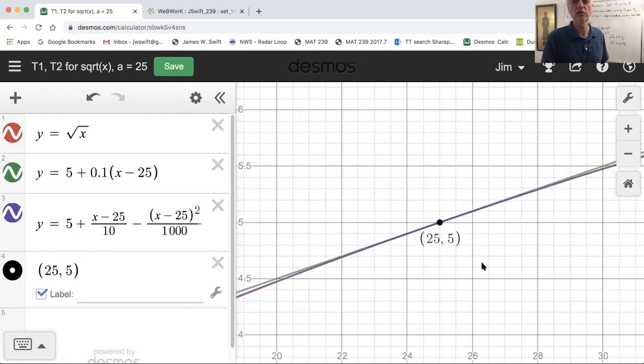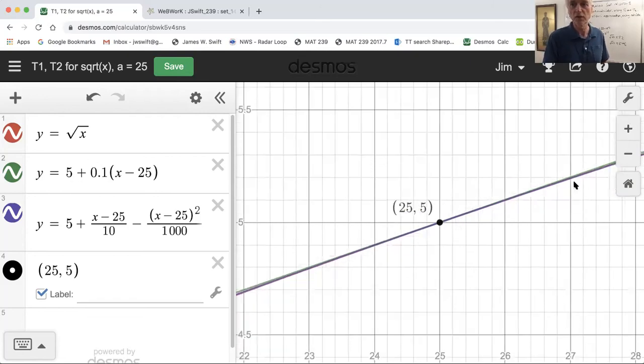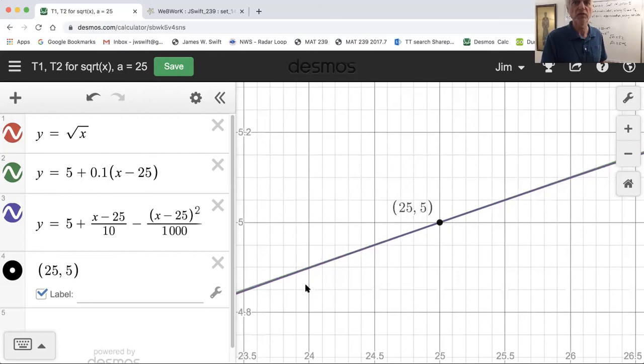Now they're even closer, and here's 27 around here. Zoom in one more time. You can see here's 27. The y coordinates here are the two approximations that we used. If I zoom in even more, I can't even see the difference between these three functions. The original function, the linear approximation, and the quadratic approximation are all on top of each other.